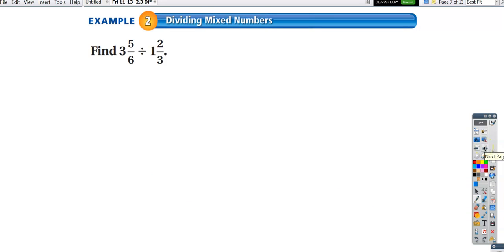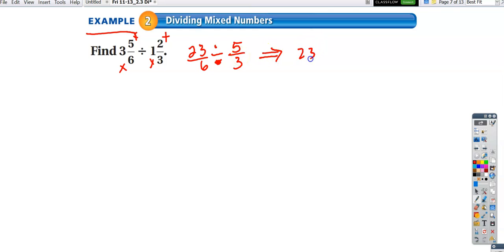So now we have an example where I'm giving you 2 mixed numbers, right? So write down this example in your math notebook, and the idea is how many 1 and 2/3 fit inside of 3 and 5/6. Okay, so this gets a little complicated, but again, remember I said I want you to do the mixed numbers first. Don't flip it. 6 times 3 is 18 plus 5. So I get 23 sixths divided by 5 thirds. Okay, now I can go ahead and rewrite it.